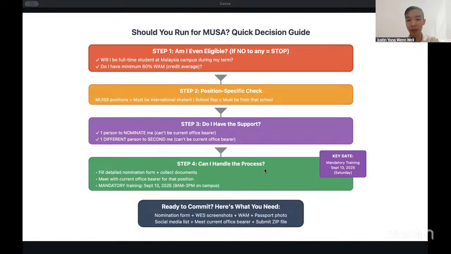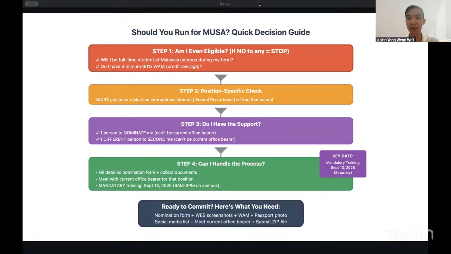And for the fourth step, if you're thinking whether you can handle the timeline, there's a detailed guide, but do take note of key dates as I showed just now with the timeline chart. The mandatory training is on the 13th of September, so do mark the dates early if you are planning to run. I think now will be a good time to go into the guide.